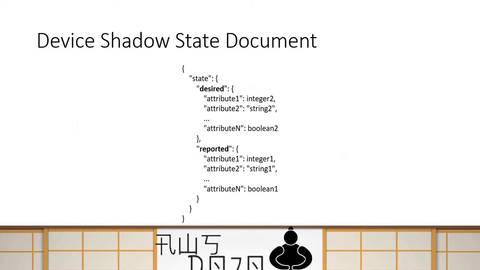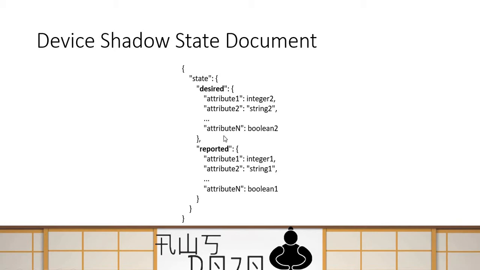So let's see what the device state looks like. It's a very free flow format, but a few things are mandatory. For instance, you need to have this state element. Then generally people have two subfields or subnodes: one is desired and the other is reported.